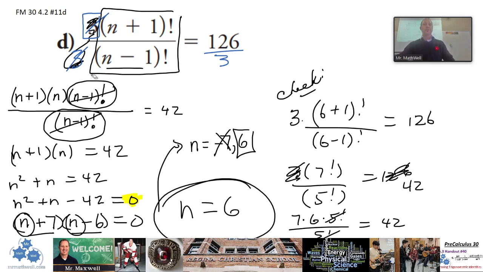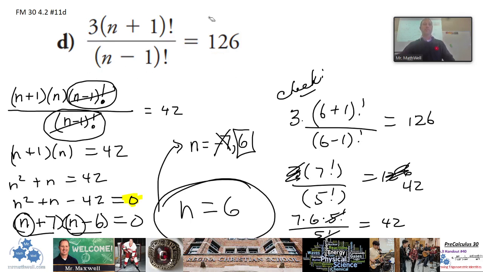Okay, you guys have any questions for me there? No? Okay, so the added wrinkle of the 3 as a factor over here: just divide both sides by 3 at the very beginning if you want, then it becomes a little bit more like the ones we've done.